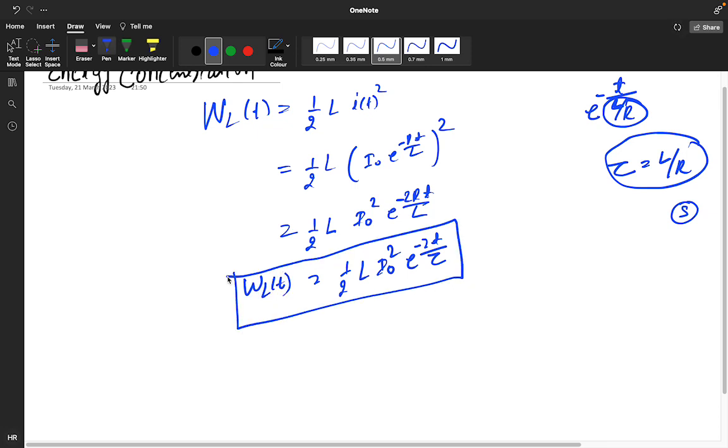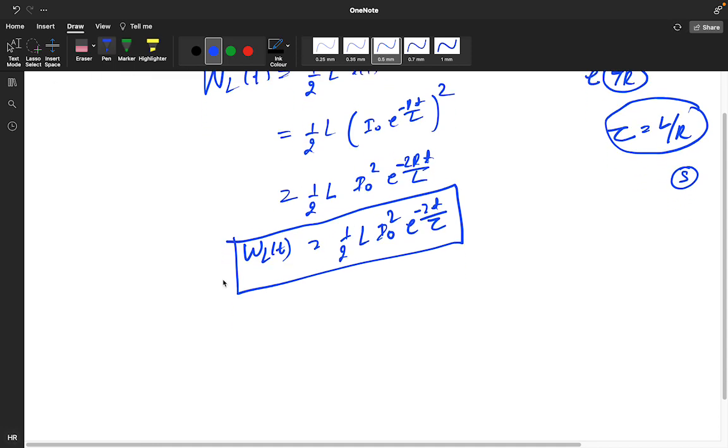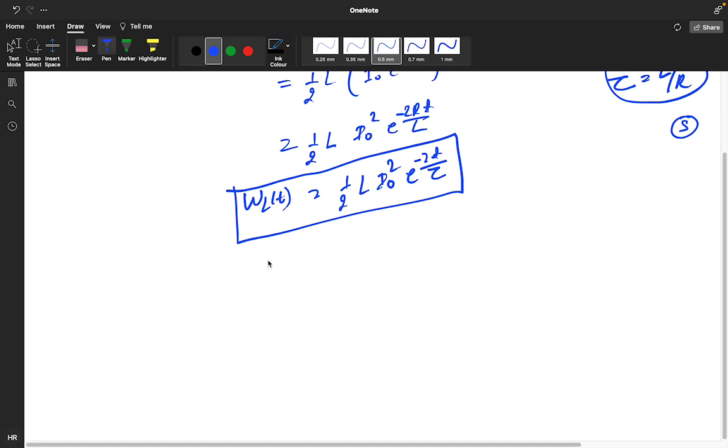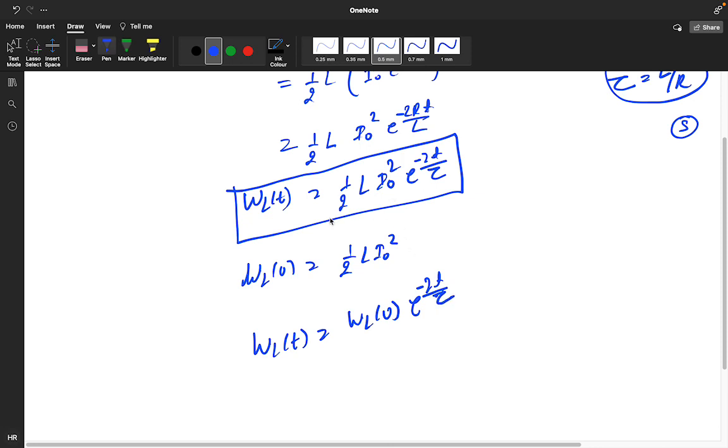WL of t. So guys, if you put the value of t equal to 0, what you will get? WL of 0 is half L I naught square. Right, you will get this. So we can write the equation WL of t as WL of 0 into e power minus 2t by tau. This part. Clear?